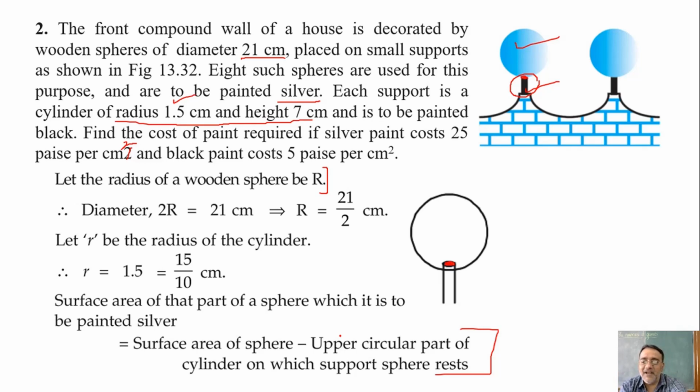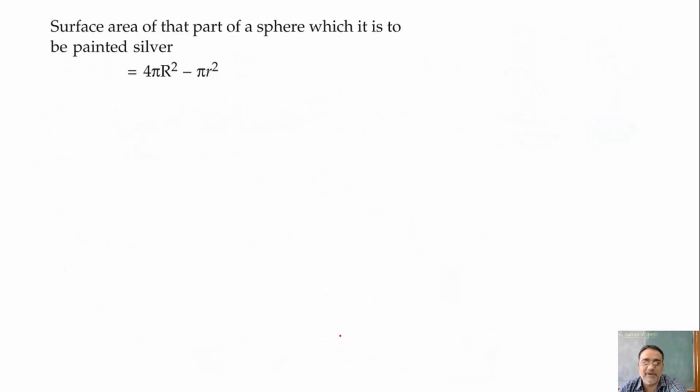What is the area of the circular part? Pi r square, small r square. That we have to subtract. So we are getting this one. Any doubt here? No, sir. What can we take common from here? Pi. Yes, good, we can take pi common. Now substitute the values of capital R and small r: 21 by 2 and small r is 15 by 10.